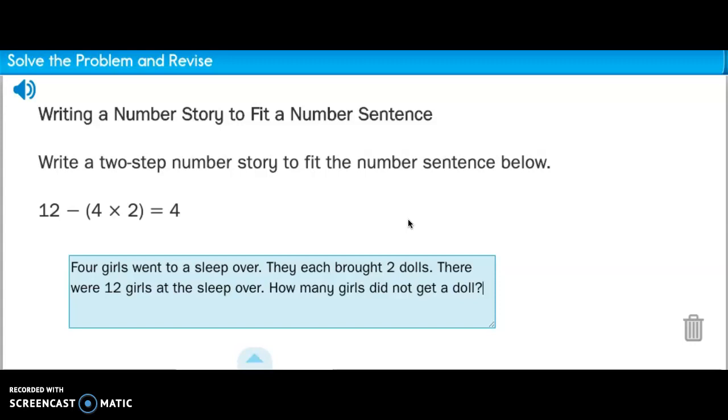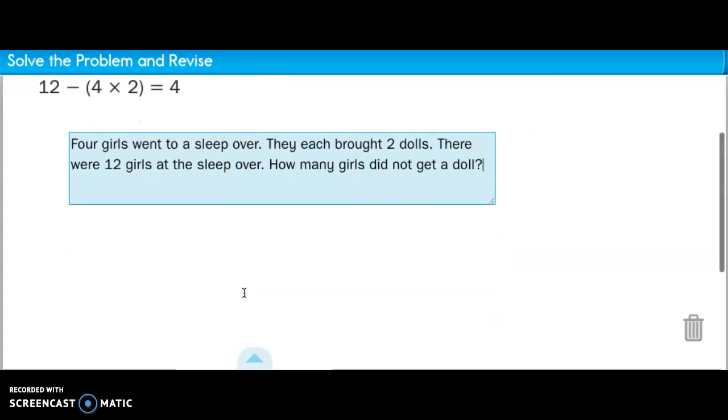Okay, that works. So they each brought 2 dolls. So 4 girls brought 2 dolls each to the sleepover, but there were 12 girls. How many did not get a doll? 4, because they brought them to share with each other. Now, that could be one of your stories.